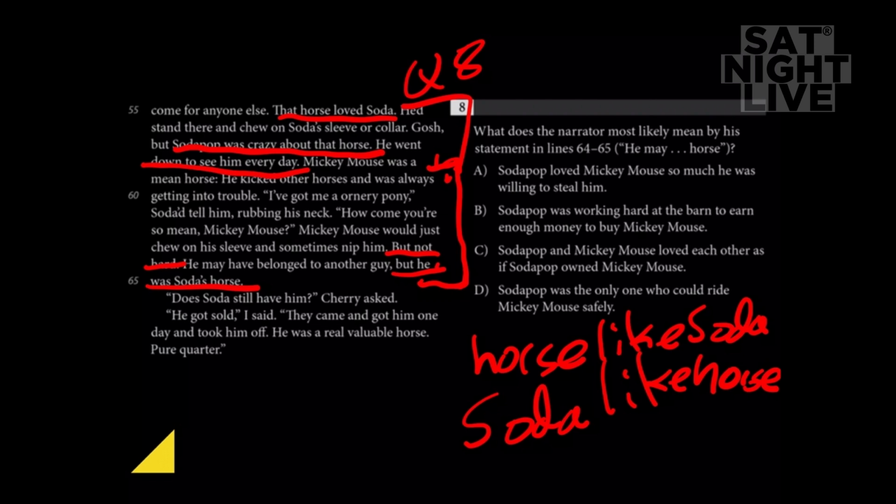So choice A, Soda Pop loved Mickey Mouse, the horse, so much he was willing to steal him. Nothing that I said says that he's actually going to steal the horse. And so we get to another reason you might want to use your pencil. Some SAT answers look awesome, but then they betray you right at the end. Look for words or phrases that aren't backed up by the evidence that you underlined. Soda Pop was working hard at the barn to earn enough money to buy Mickey Mouse. There's nothing about him buying the horse in what we just read.